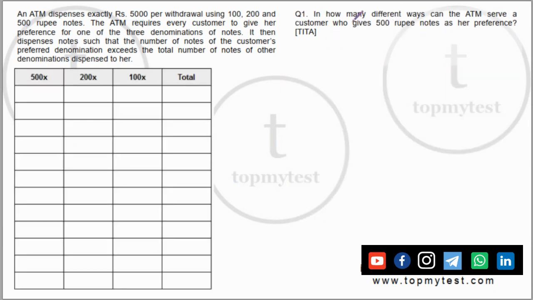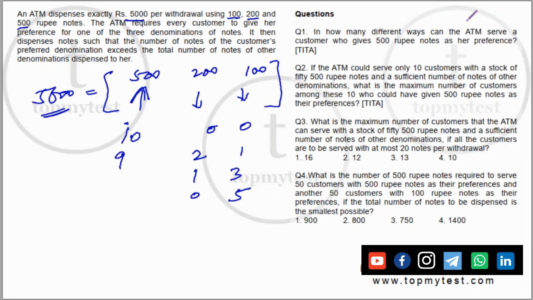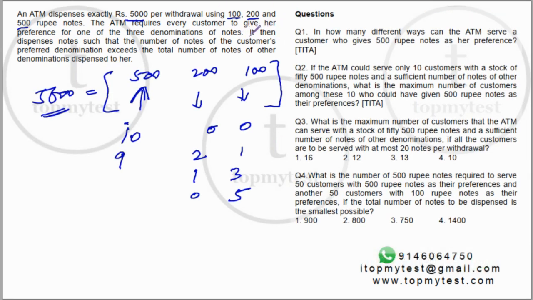Okay, first one. How many different ways? Okay, there is something further in the question. The ATM requires every customer to give a preference to one of the three denominations, right? So you can choose either 100 rupee notes as a preference, 200 rupee notes as a preference, or 500 rupee notes as a preference. It then dispenses notes such that the number of notes of the customer's preferred denomination exceeds the total number of notes of the other denominations.